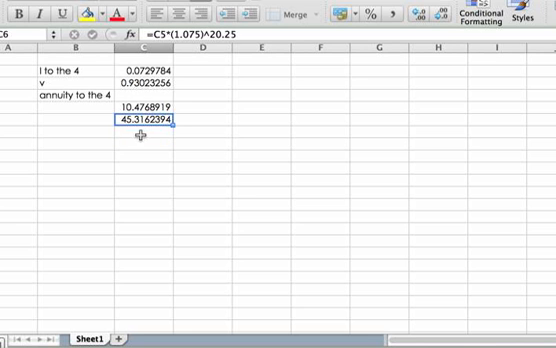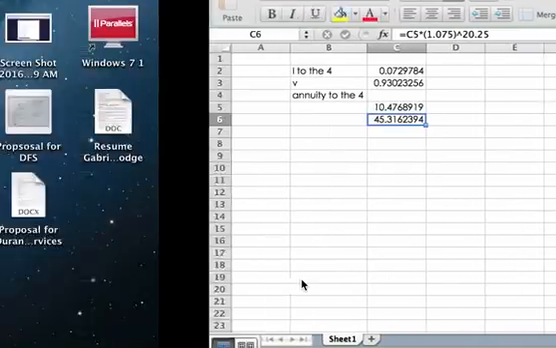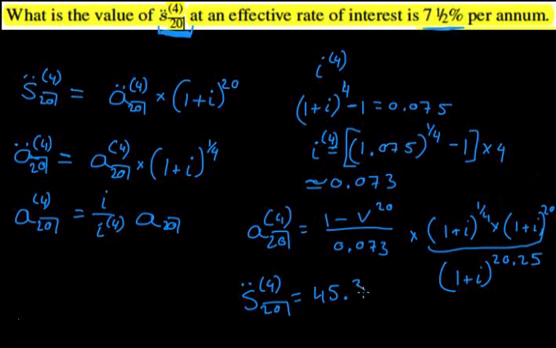And the answer is 45.316, so 45.32. Let's round it. So S due payable quarterly 20 is 45.32. There you go, that's the answer.